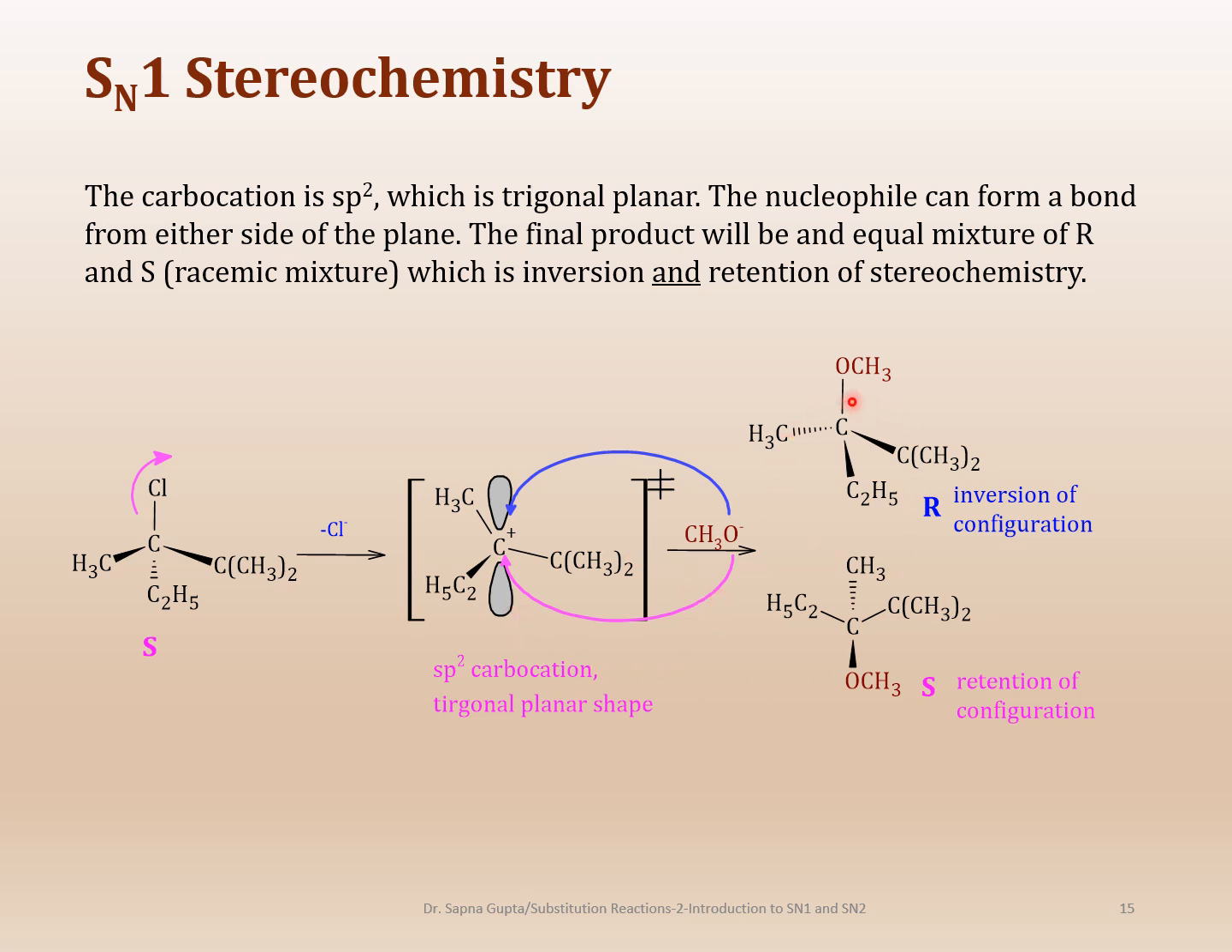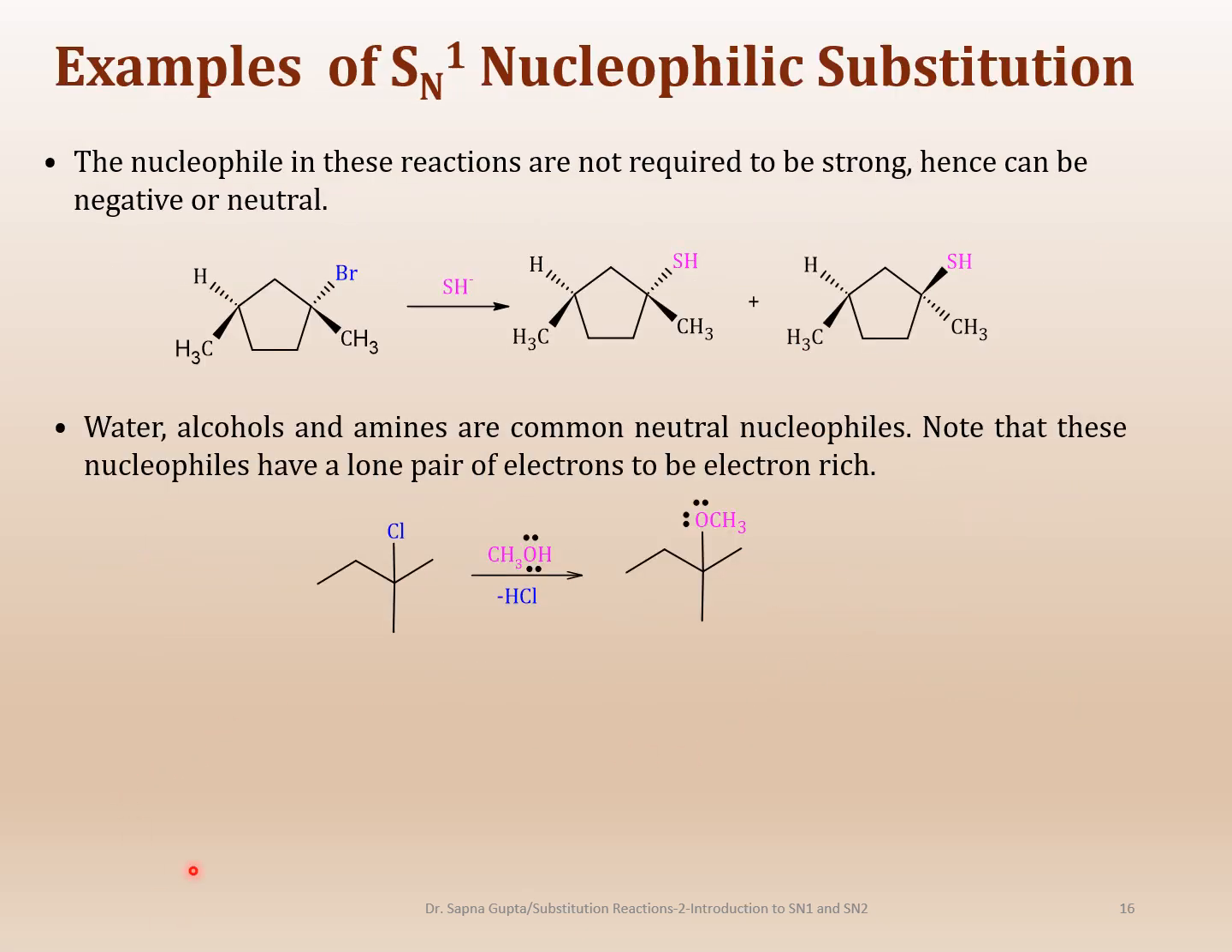And so whatever you end up getting is going to be a racemic mixture. You will have R and S as well, because the attack is happening from both sides. The new bond is forming from either side. So this is something that is different from SN2. In SN2, we only got the inversion. Here you get a racemic mixture.